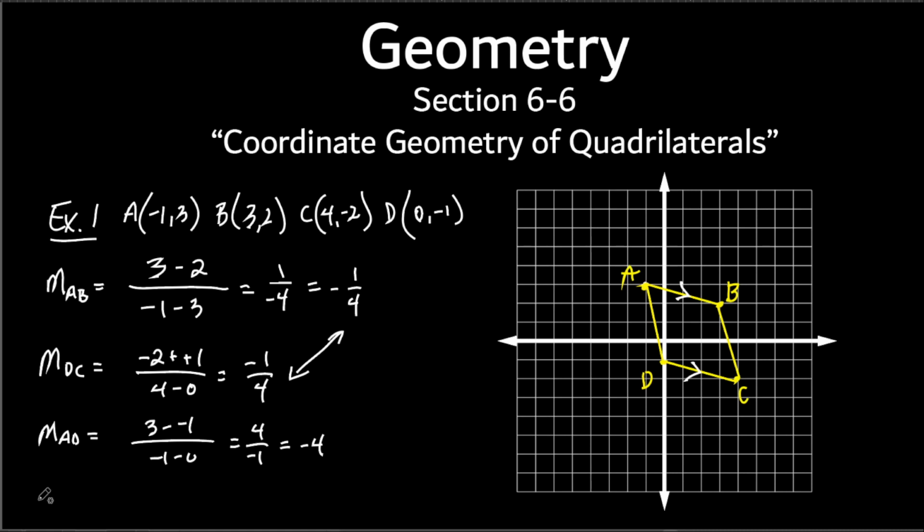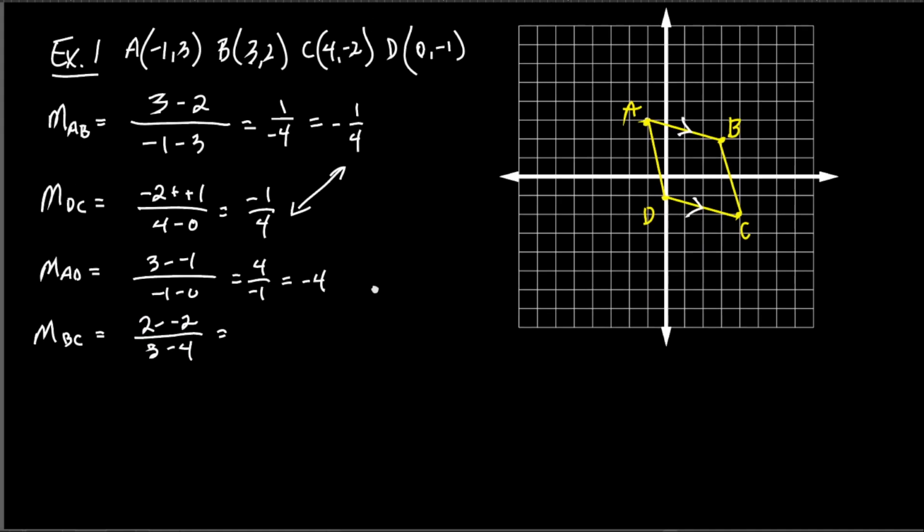Okay, so let's do the last one. So we did AD. Let's find BC. So the slope of BC. And they're right here. So it's 2 minus negative 2, and then it's 3 minus 4. See how easy it is to do slope now? Remember how we struggled with that? Well, maybe. Some people did. What's this? 2 minus negative is positive, right? So it's 4. 3 minus 4 is negative 1, and that's negative 4.